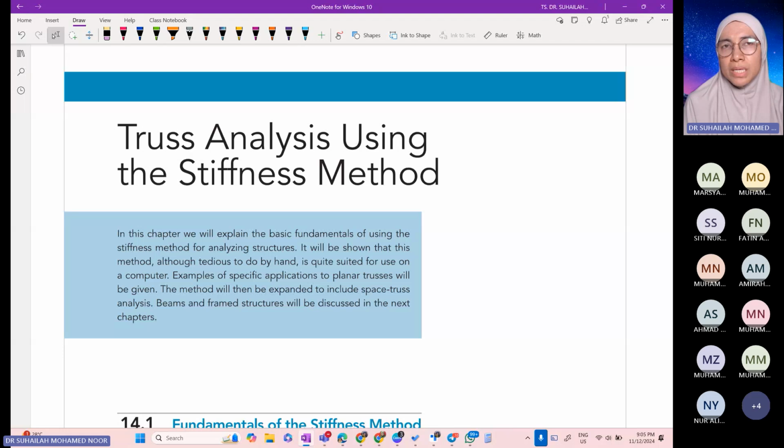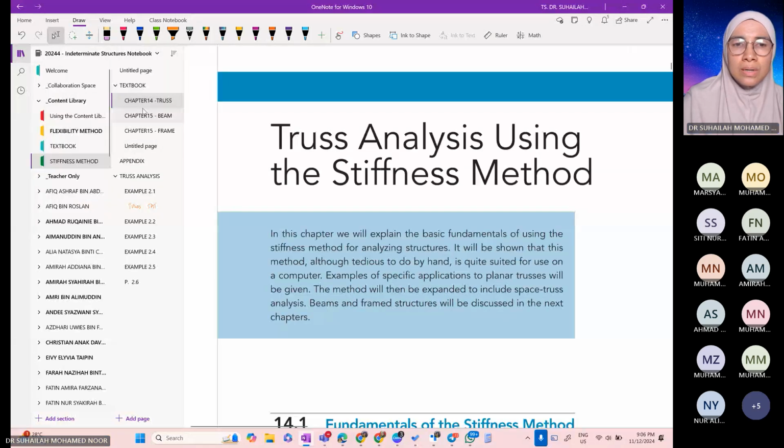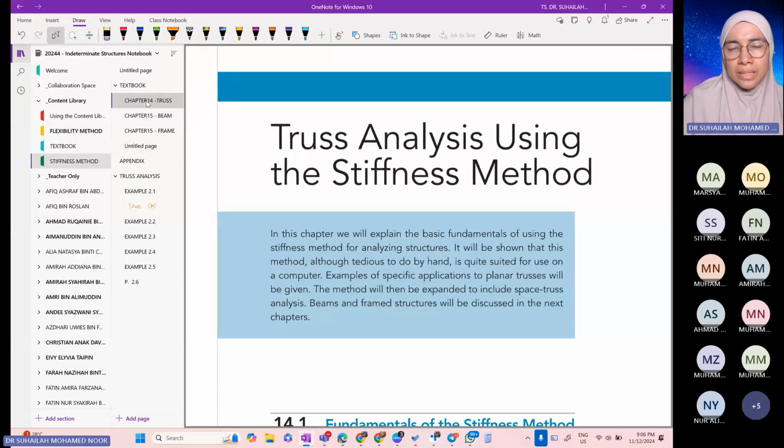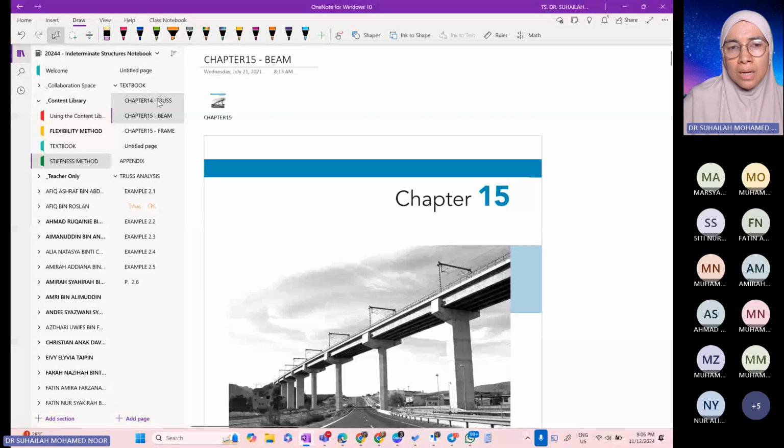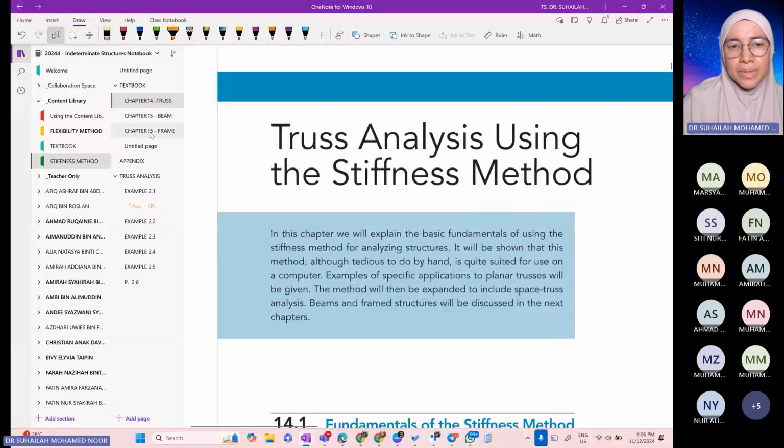Under stiffness method, there will be 3 types of structures that we will cover. We will start with truss analysis, then beam analysis, and then frame analysis. In the textbook, there are three chapters: chapter number 14 for truss, chapter number 15 for beam, and chapter number 15 for frame.